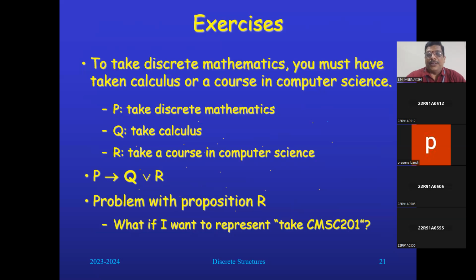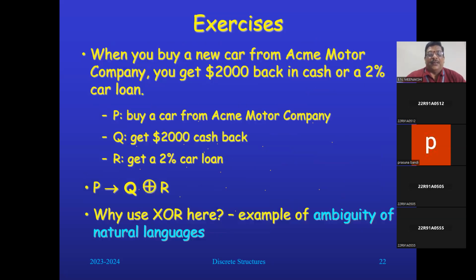So the first proposition that we are going to take, P, is take discrete mathematics. Then Q is the second proposition, take calculus. Then R is the third proposition, take a course in computer science. Then how can we represent it in logical format? If we want to take discrete mathematics, then you must take calculus and computer science. Nothing but P implies Q union R.